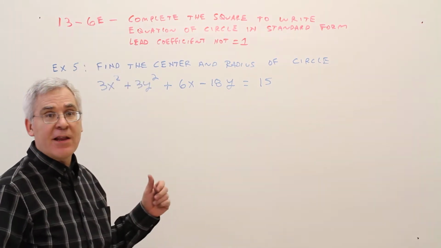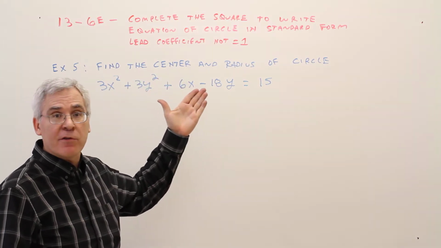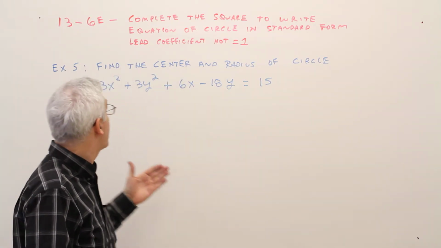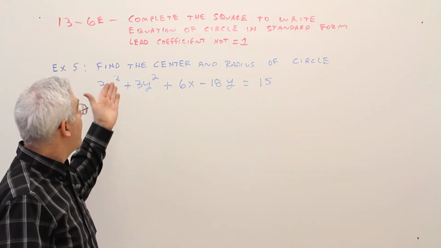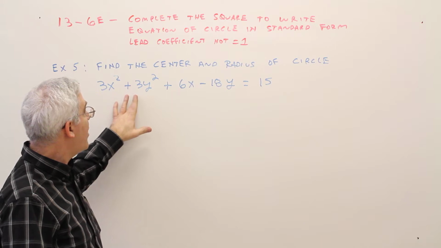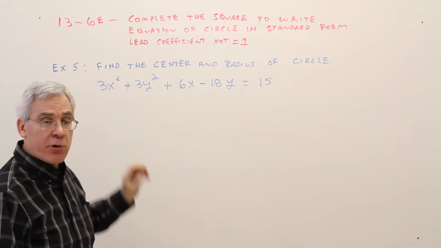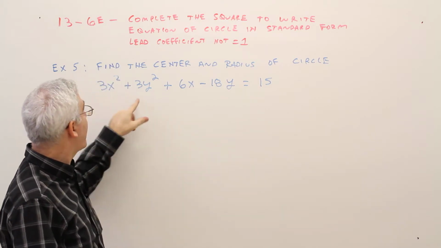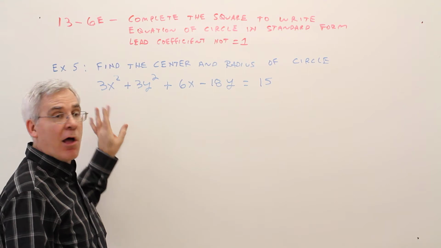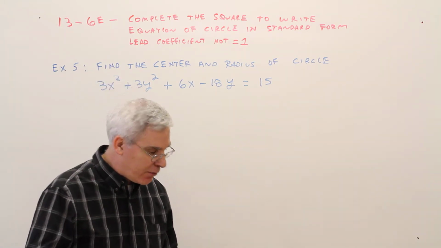Welcome to video 13.6e. Complete the square to write the equation of a circle in standard form when the lead coefficient is not equal to 1. So here's example 5. Find the center and radius of the circle 3x squared plus 3y squared plus 6x minus 18y equals 15. Notice my coefficients for x squared and y squared are not 1. For circles, they will always be the same, always 1 or 2 or 3 or 3 halves, etc.